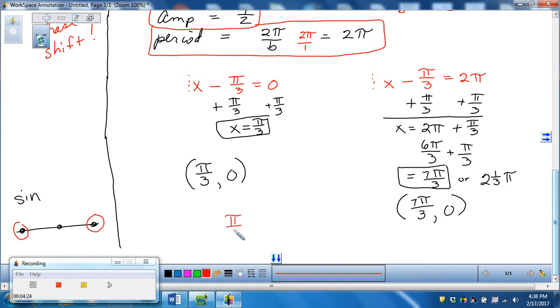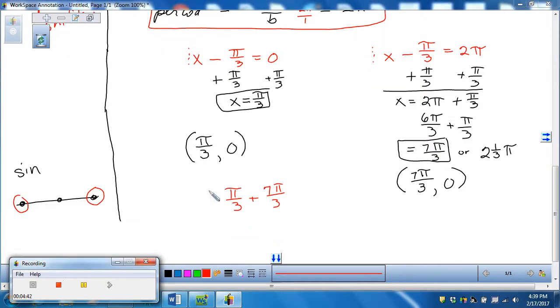Well, you can take pi over 3 and add 7 pi over 3. Pi over 3 plus 7 pi over 3, we get 8 pi over 3, and we want to take half of that. So what is half of 8 pi over 3? Well, 8 divided by 2 is 4. So 4 pi over 3 is our middle point that goes right here. So we had pi over 3 right here, we had 7 pi over 3 here, and 4 pi over 3 is halfway.